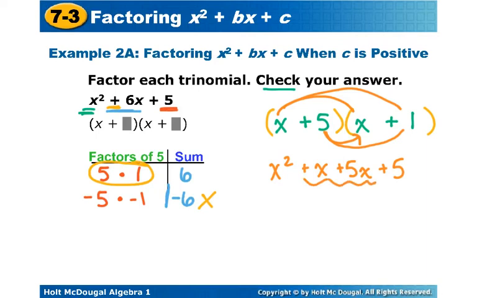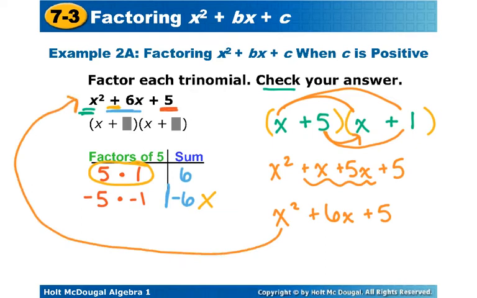Combine your like terms here, so you end up with x squared plus 1x and 5x gives me 6x plus 5. Double checking, is that what I had up here? It is, so I know I factored this correctly by getting x plus 5 times the quantity of x plus 1. So the 5 and the 1 come from the factors of the last term of your trinomial. And then you always need to make sure that the sum of those factors gives you your middle term.